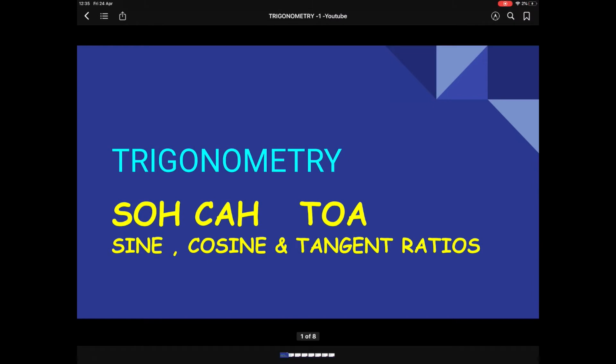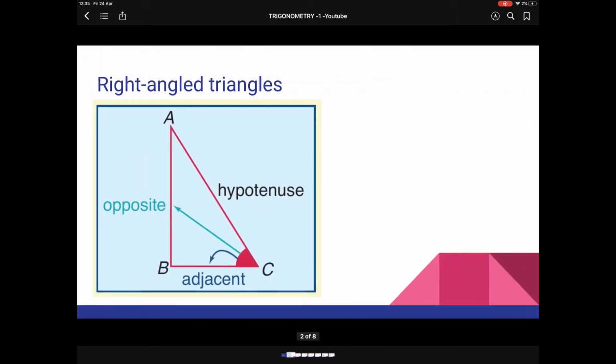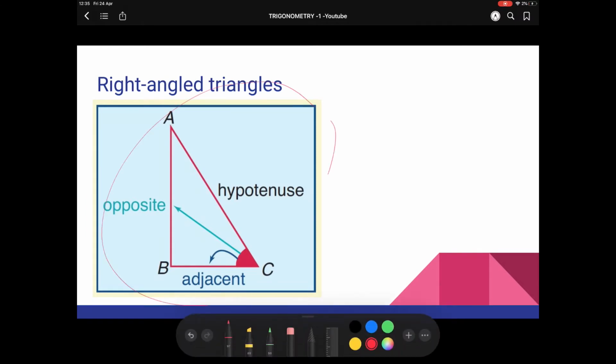This is an introductory video to trigonometry. You are going to learn about sine, cosine, and tangent ratios that exist in a right angle triangle. Suppose we have one right angle triangle here.